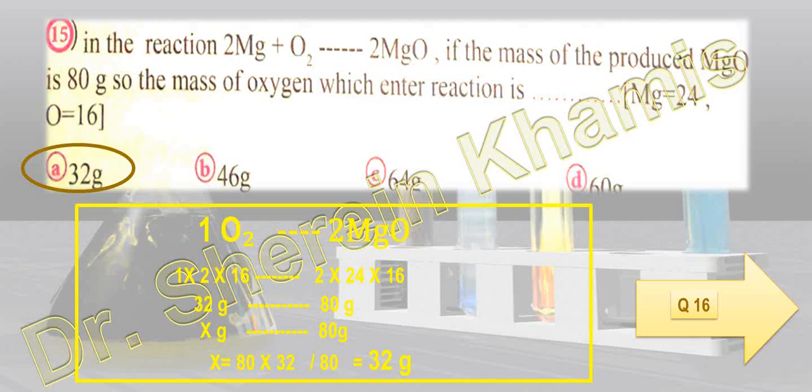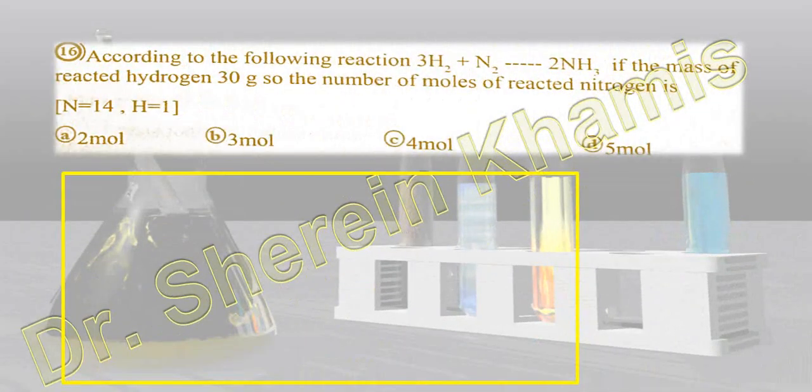Question number 16 says that according to the following reaction, we have 3 moles of hydrogen reacting with 1 mole of nitrogen to produce 2 moles of ammonia, NH3. If the mass of reacted hydrogen is 30 gram, what is the number of moles of reacted nitrogen? We want to get the number of moles of reacted nitrogen.